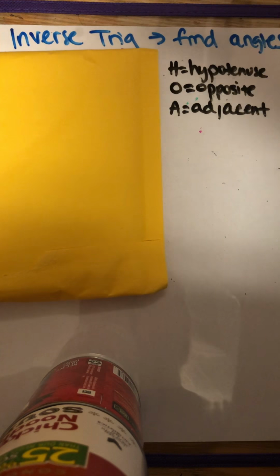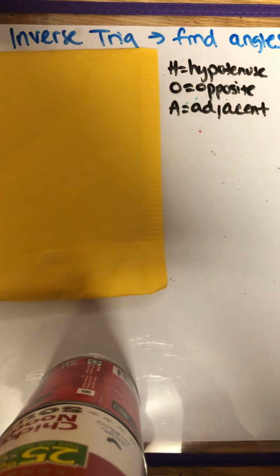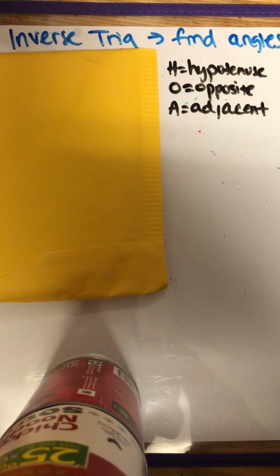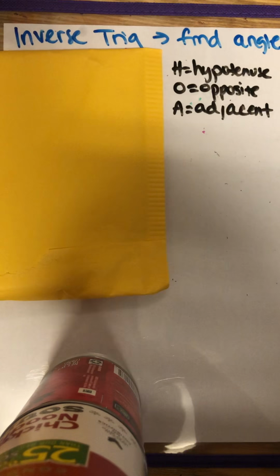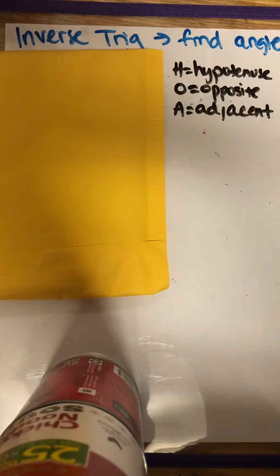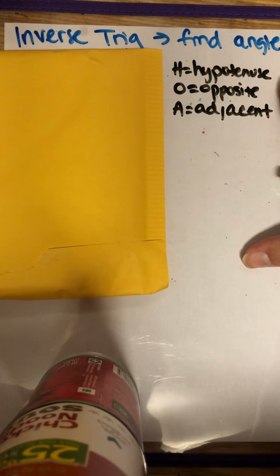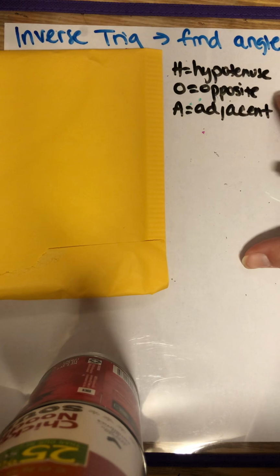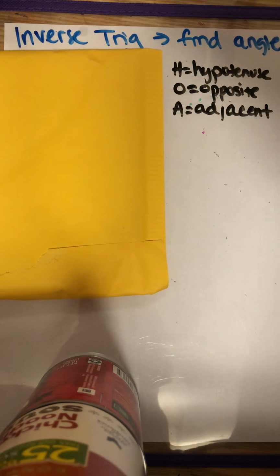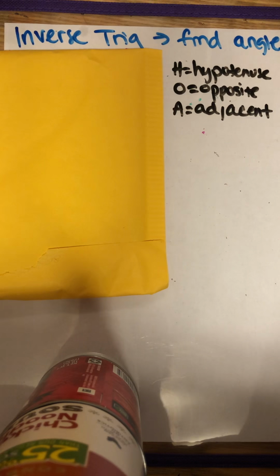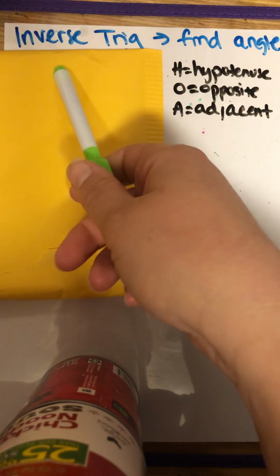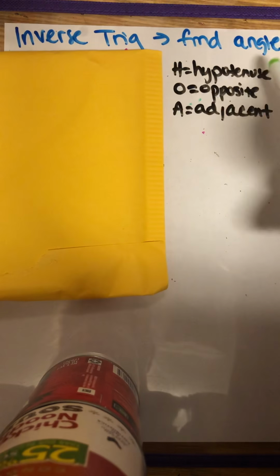Last week we started looking at some trig. We started by identifying the sides of a triangle. We learned how to find the hypotenuse, the opposite and adjacent of a triangle, and then we learned how to use them to find a side length. What we're doing this week is we're going to use the inverse of these functions to find angle length.